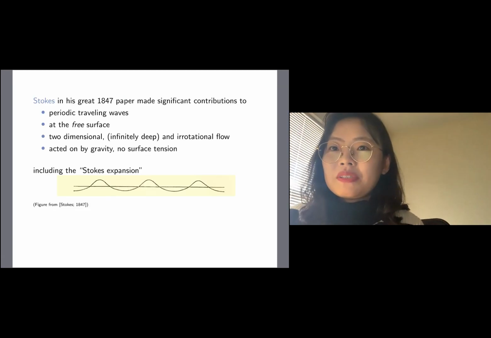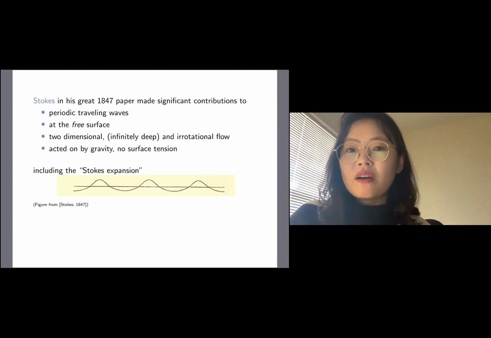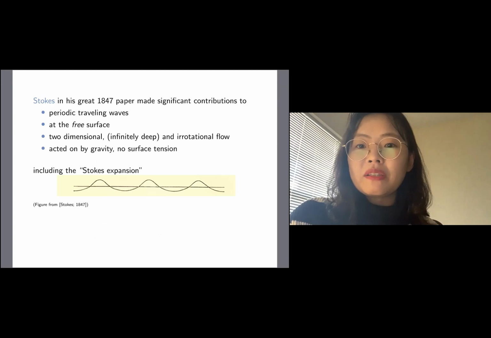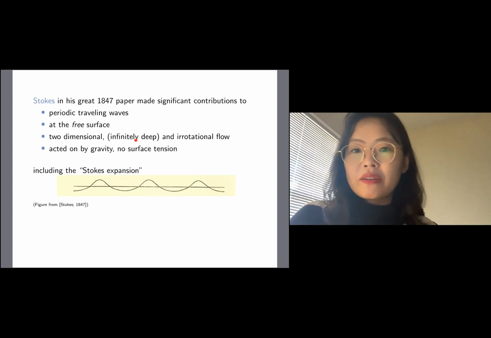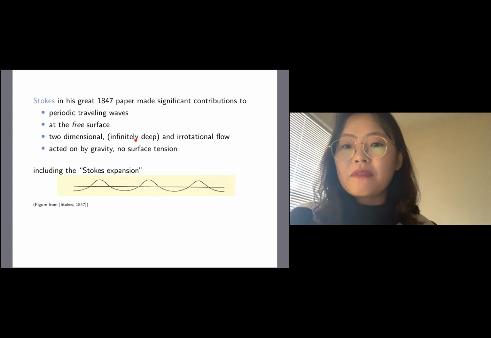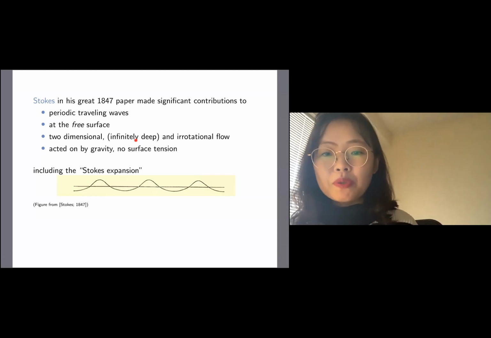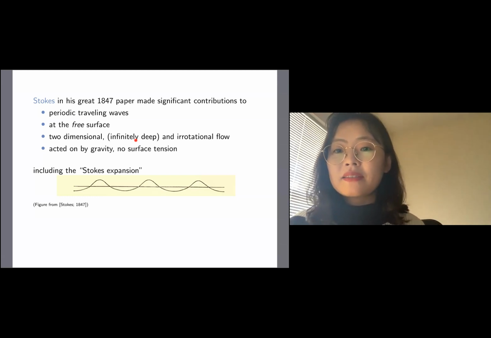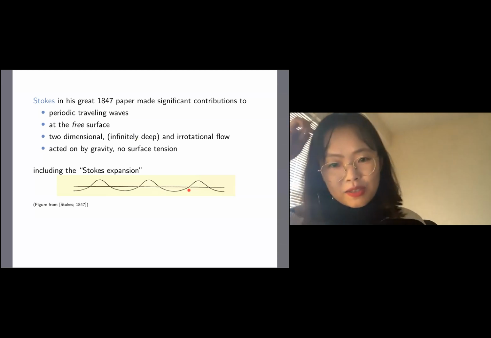Okay. Stokes, in his 1847 paper, laid out the mathematical foundations for periodic traveling waves at the free surface of a two-dimensional, infinitely deep, this is just for simplicity, irrotational flow of water. The motion is acted on by gravity, and throughout this talk, I will neglect the effects of surface tension. Among many things he did, Stokes wrote down the first terms in the power series expansion of the solution when the amplitude is small, the technique now known as the Stokes expansion. He even sketched what the solution must look like, and here is his original sketch.